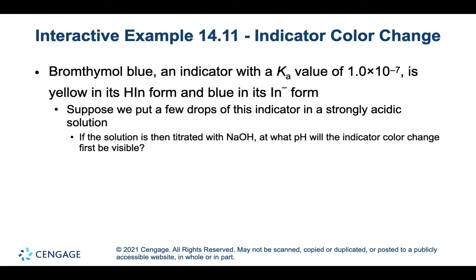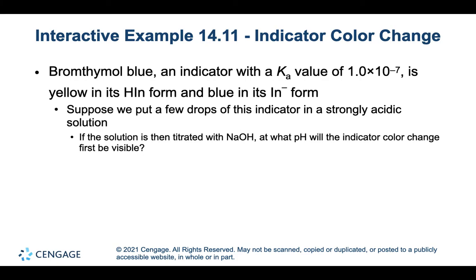So to illustrate this, why do they change different colors? Well, they have different Kas. Bromothymol blue, for instance, has a Ka of 10 to the minus 7. The yellow color is when it's the acid form of bromothymol blue. Bromothymol blue is yellow in acid and blue in base. So if we put bromothymol blue in an acid, it's going to be yellow.